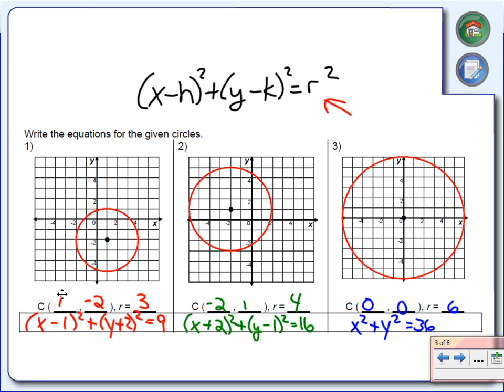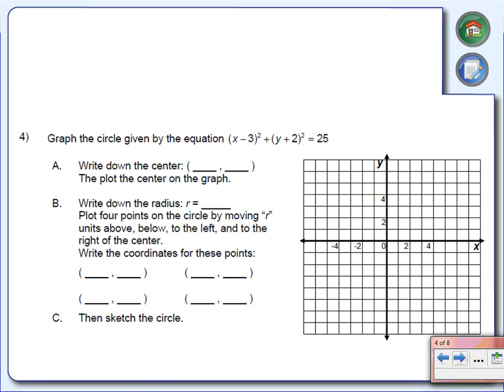All right, so we were given these circles, and from those circles we came up with the equations. Let's go a little backwards now. Number 4, they give me the equation, and from that equation I'm going to graph the circle. But before I can do that, first thing I need to know is what is the center of this circle? Well, look at the equation. We should be able to tell what the center is simply by looking at the equation.